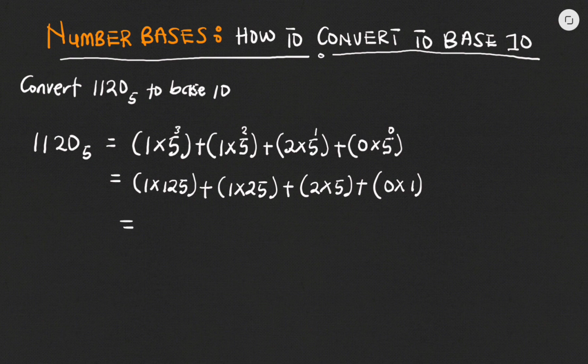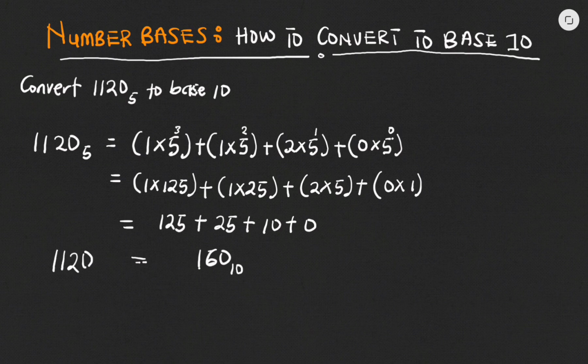So over here I have 1 multiplied by 125, that will give me 125, plus 1 multiplied by 25 will give me 25, plus 2 multiplied by 5 will give me 10, plus 0 multiplied by 1 will give me 0. So I have over here 125 plus 25, that will give me 150, plus 10, and that will give me 160 base 10 as my answer. So therefore it means 1120 base 5 is equal to 160 base 10.